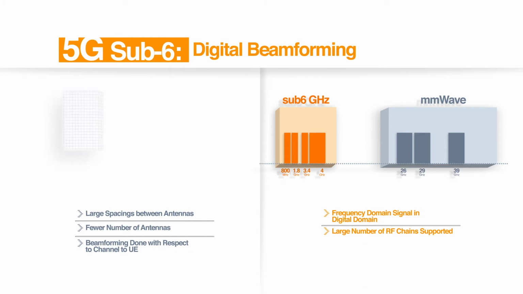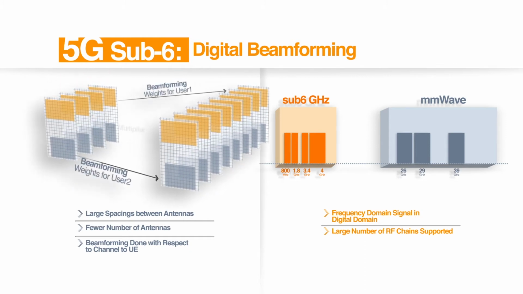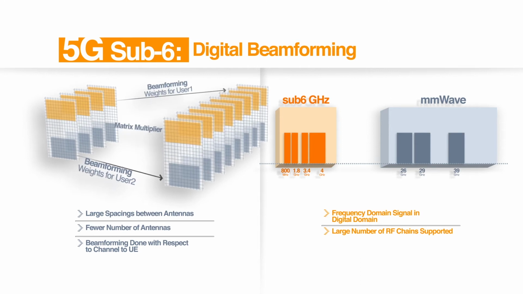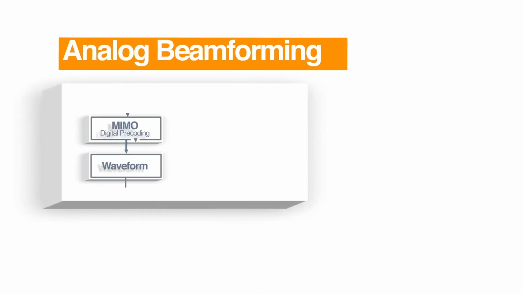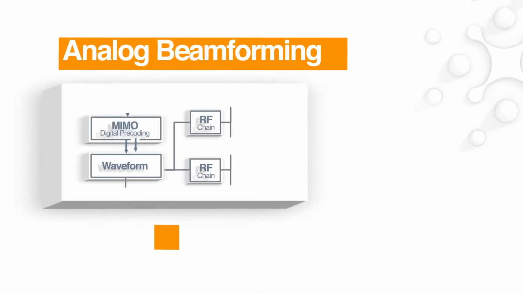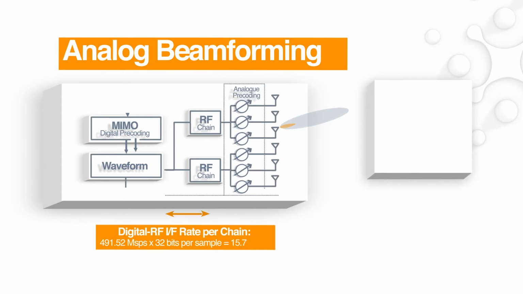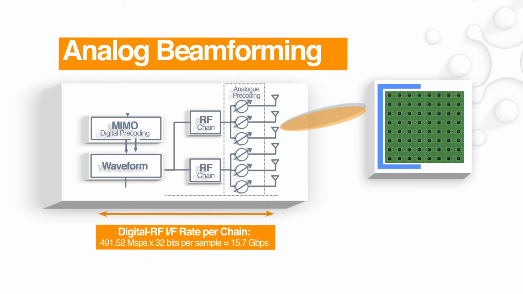formed in the frequency domain in the baseband, and they are formed by matching the signal to the channel of the users. In higher frequency bands, such as millimeter wave, the antenna size and spacings are small, and hence a large number of antennas can be fit into a small form factor antenna panel. With a large number of antennas, we can form very thin beams.